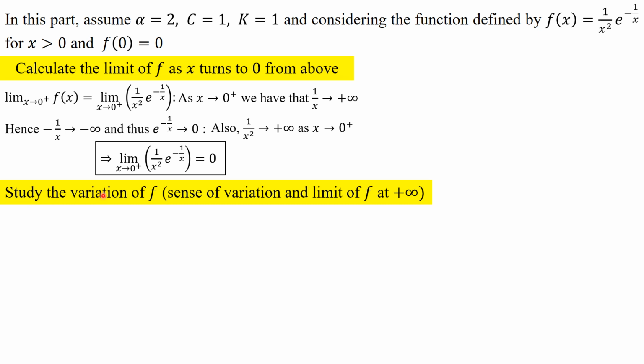Alright, next, study the variation of f, the sense of variation, and the limit of f at positive infinity. So the variation is just to tell the examiner the values of x for which the function is increasing, the values of x for which the function is decreasing, and the values of x for which the function is constant. Now, to get all these values of x, we need the first derivative of the function.